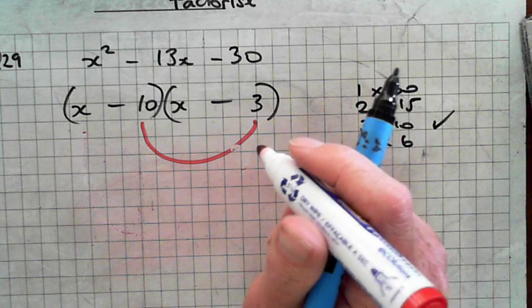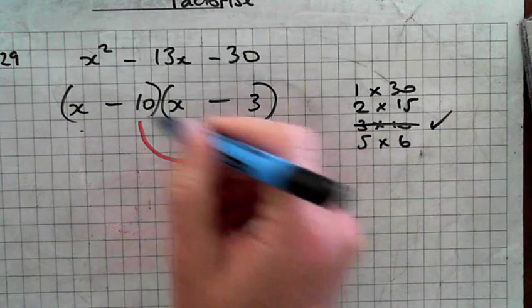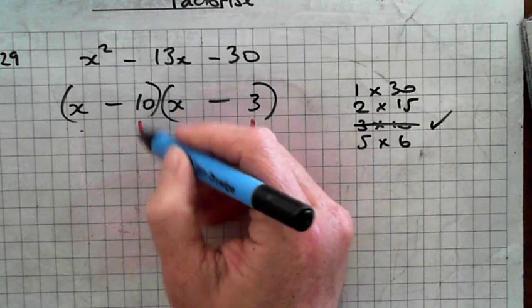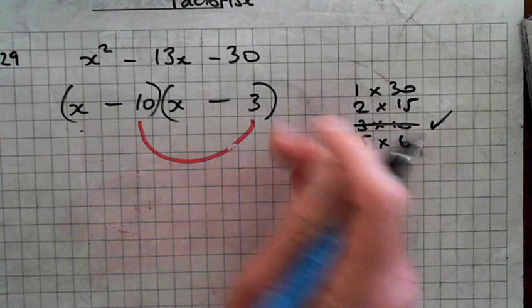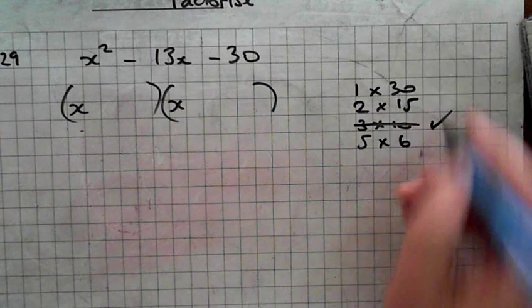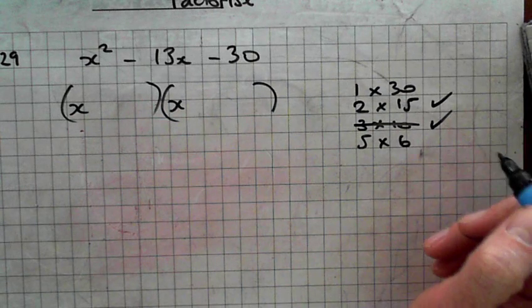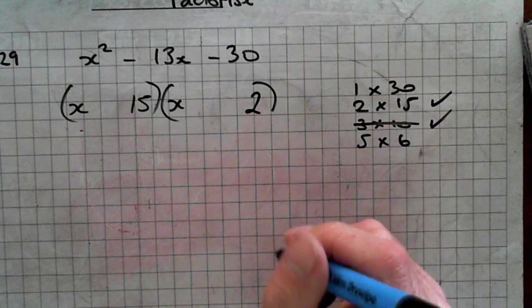So is there something wrong? 2 by 15. Right, so this one didn't work because the final test didn't work, because minus 10 times minus 3 is plus 30. That's a minus 30. Right, so we have to rub out those two numbers and we try 2 and 15.